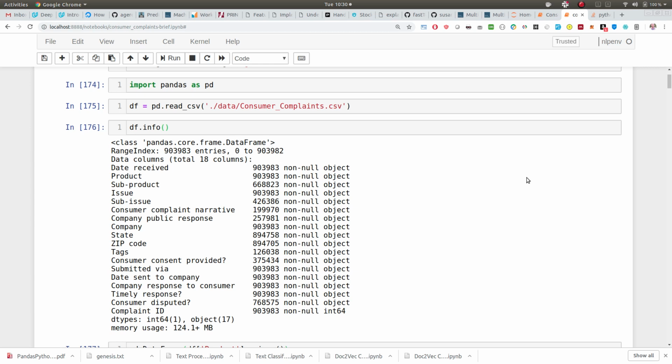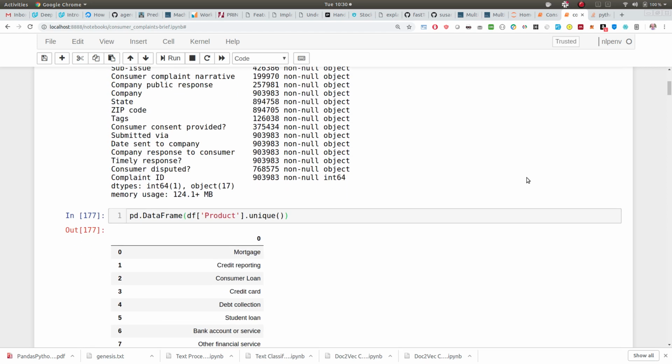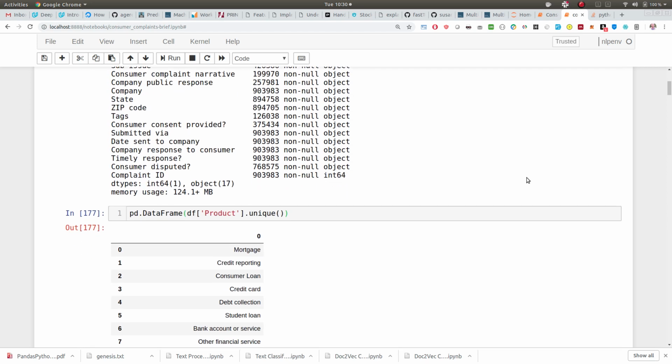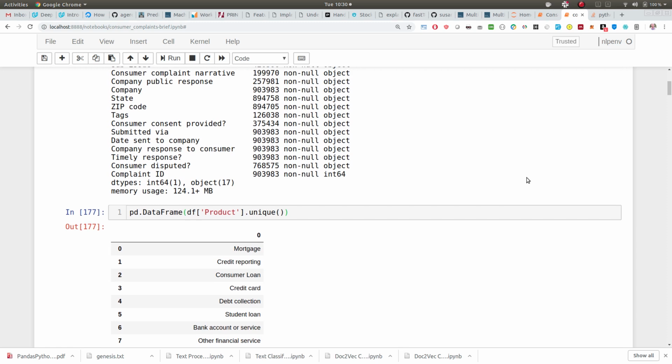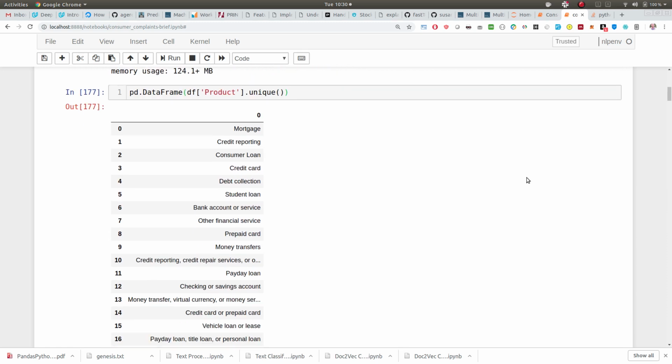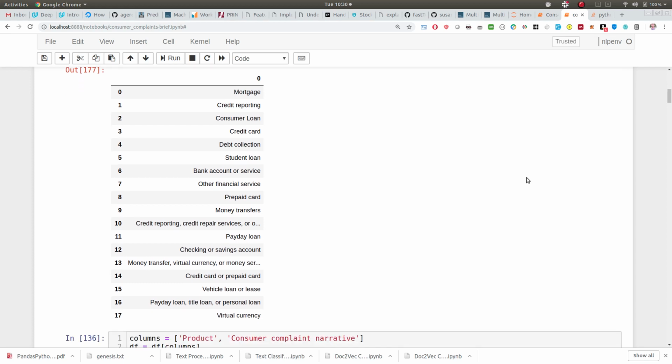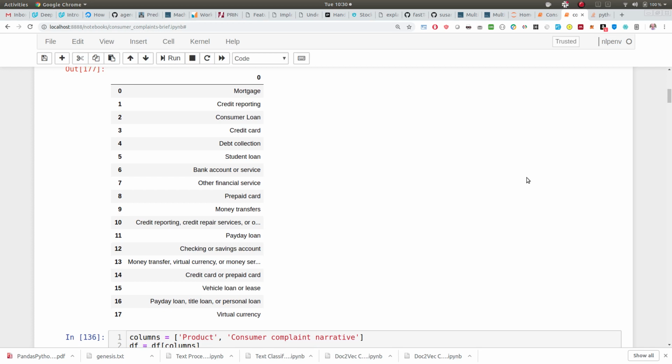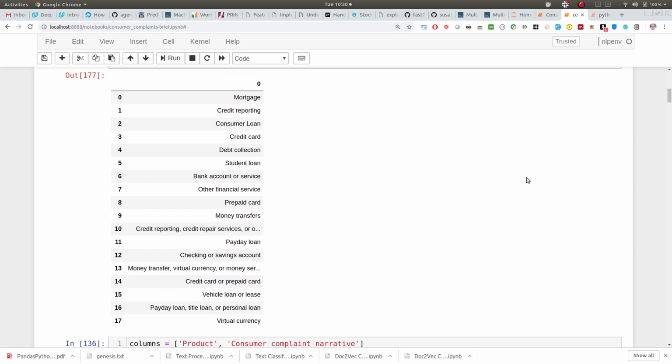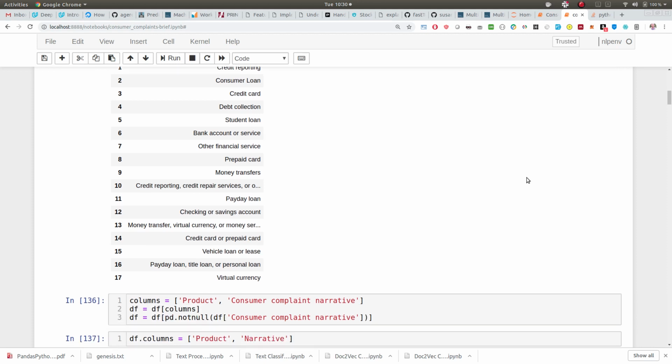A first step is to look at a summary of the dataset. It contains over 900,000 entries, each of which has 18 columns. We're really only interested in two columns, product and consumer complaint narrative. In the product column, we have 18 possible values, from credit reporting down to virtual currency.